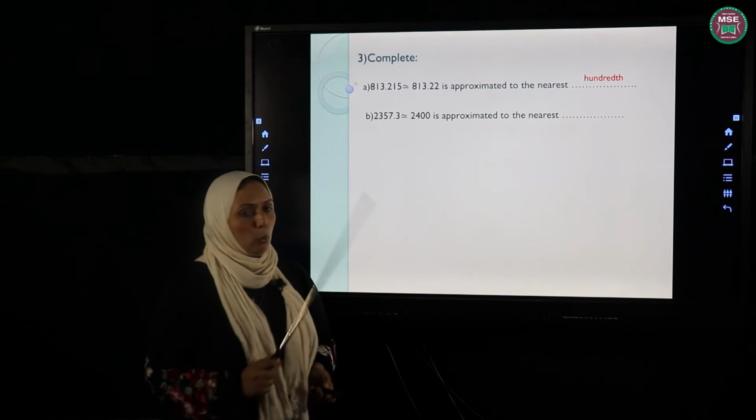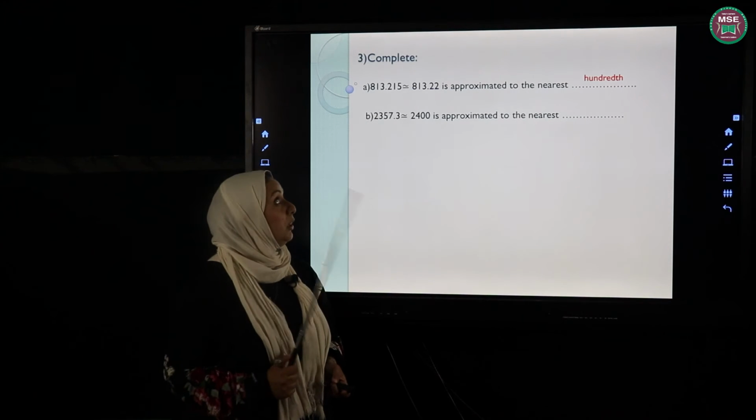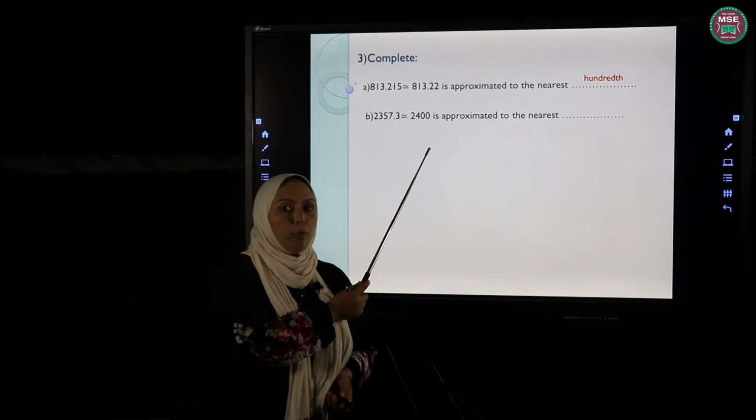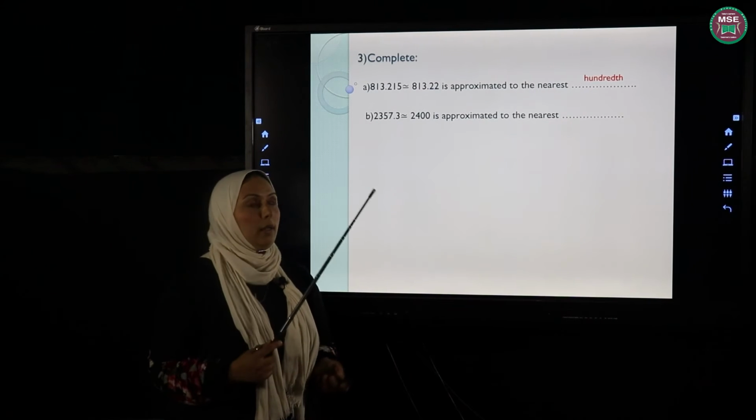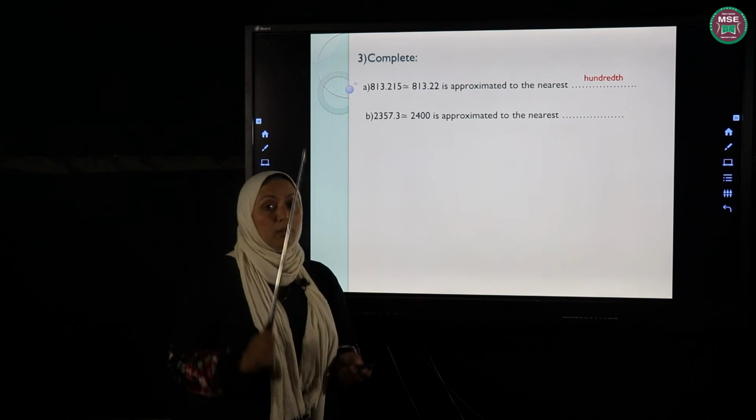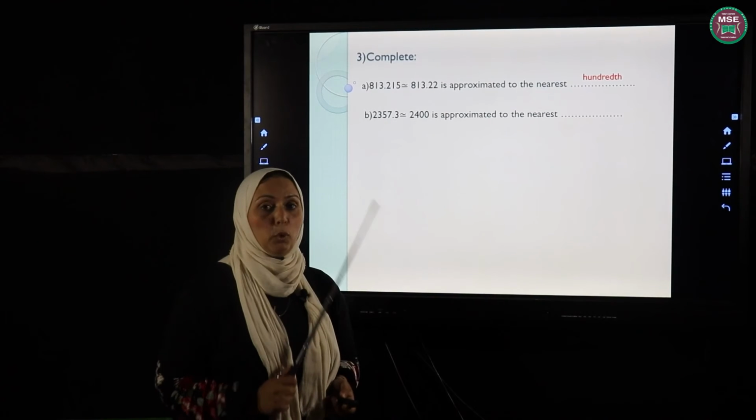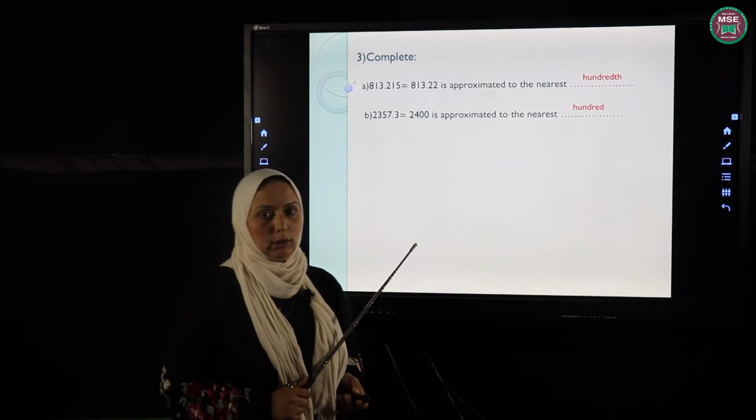Next, okay, also we look to the different digit. Here the digit 3 became 4. Now what's the different digit? The different digit is in the hundreds. So we approximate to the nearest hundred.